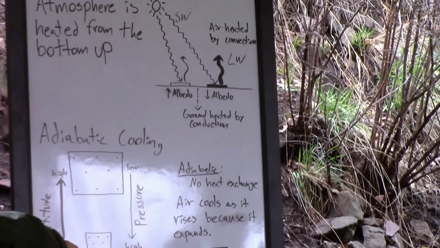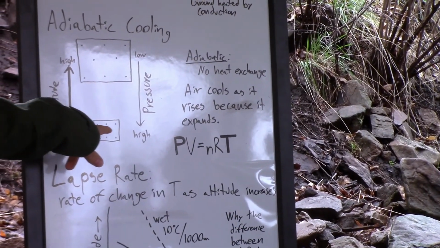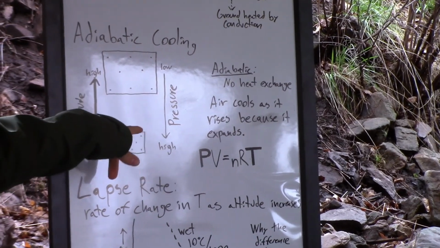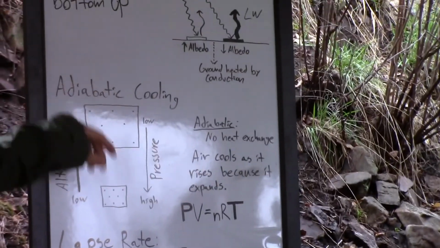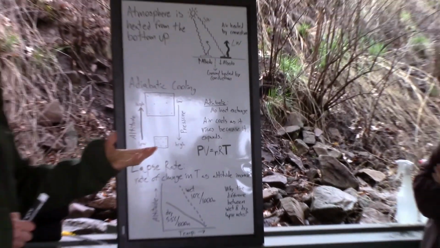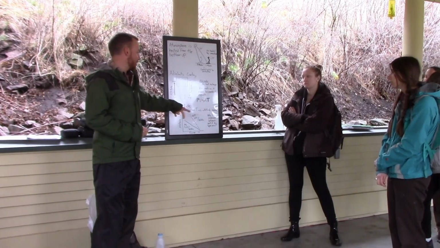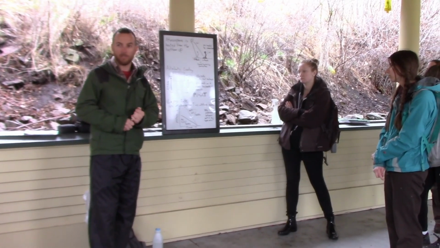Okay, and I've represented that here with this little diagram. This is the same parcel of air. There are 8 molecules there, and it's dense, and it expands. Temperature goes down. Okay, so we have this thing called a lapse rate. Now, lapse rate is a rate of change in temperature as altitude increases.